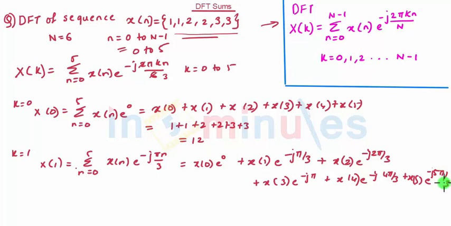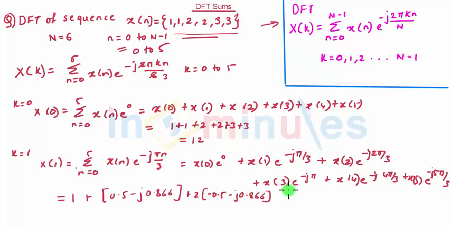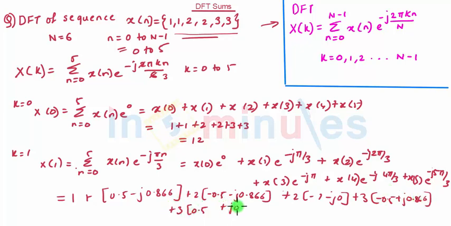Now we are going to find out the values of these exponential terms. So substituting the values, we finally get 1 plus 1 (0.5 minus j 0.866) plus 2 (minus 0.5 minus j 0.866) plus 2 (minus 1 minus j into 0) plus 3 (minus 0.5 plus j 0.866) plus 3 (0.5 plus j 0.866). Now the final value comes out to be X of 1 is equal to minus 1.5 plus j 2.598.